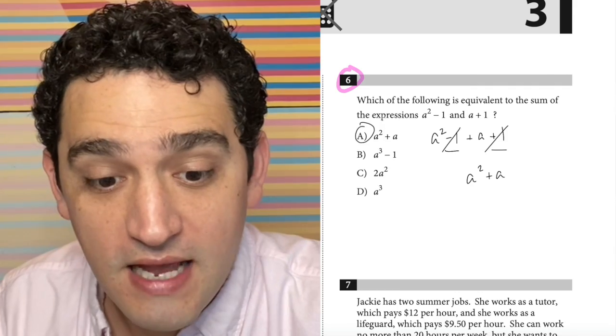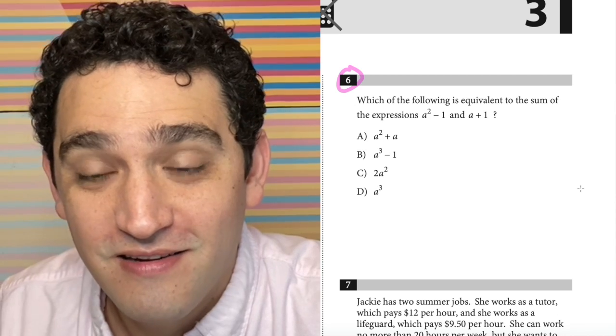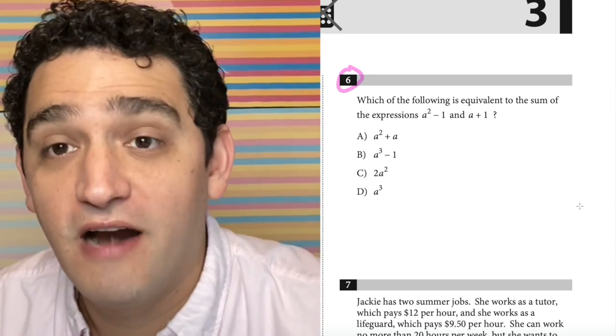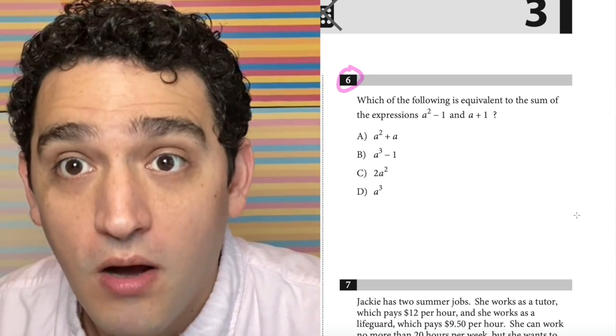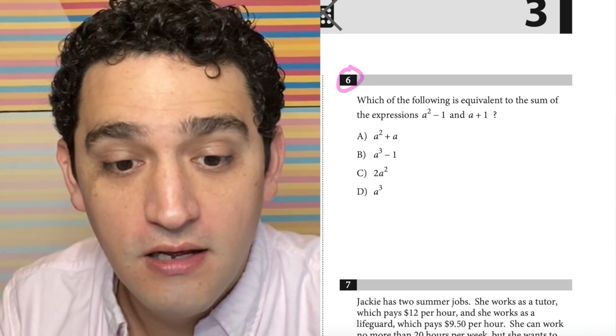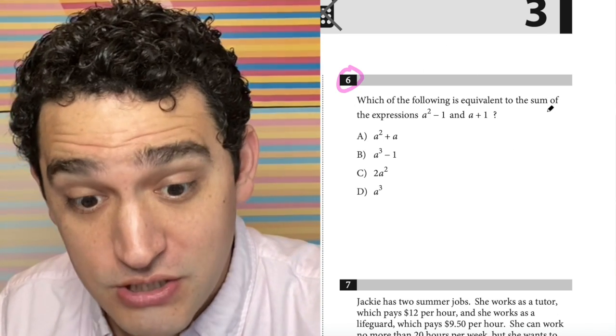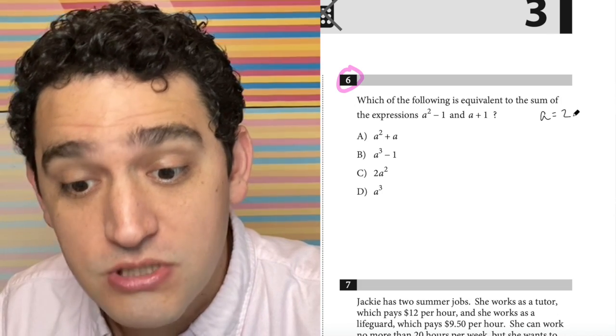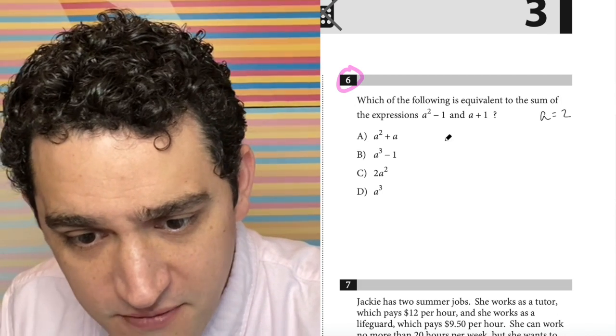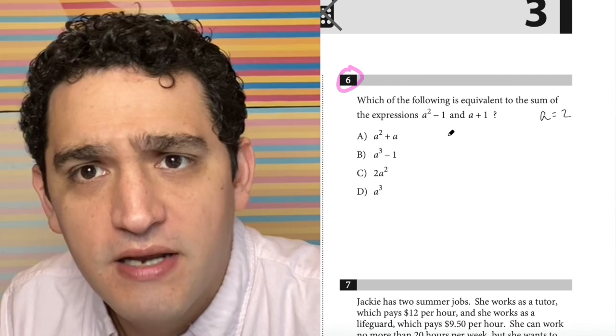Now, there is a side door method here, and that involves plugging in a number for a. Now, a is not a constant, it is a variable. We can plug in whatever we want. As I often suggest, let's plug in 2. A equals 2.